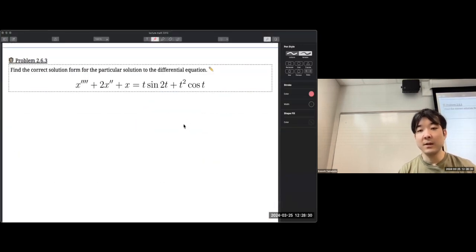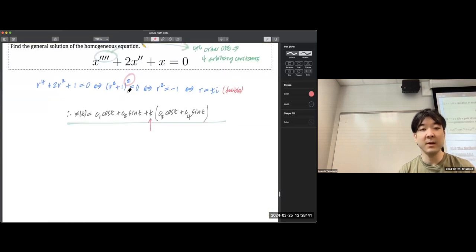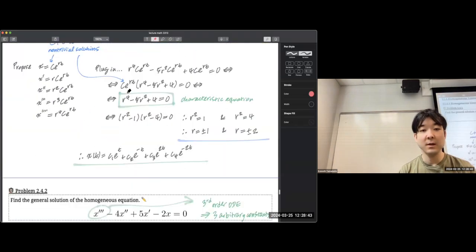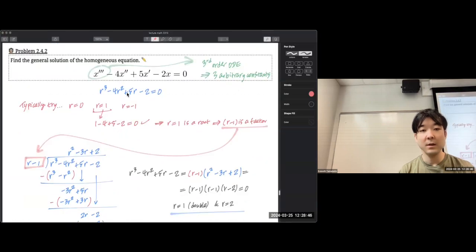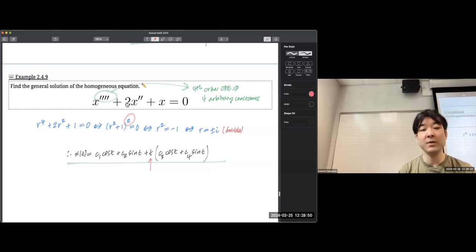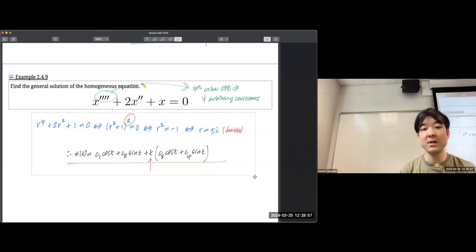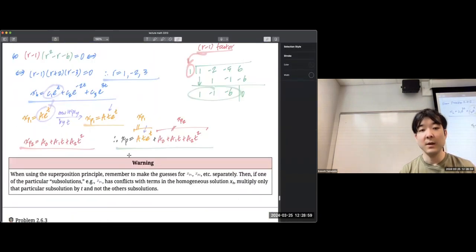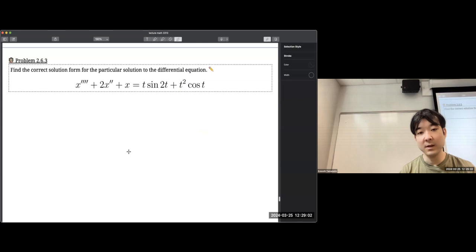So let's look at this one, which is going to be a fourth order. This is x quadruple prime plus 2x double prime plus x. That actually might be one that we already did. It's this one right here: x quadruple prime, 2x double prime. So I'll just copy and paste this one. The homogeneous problem is going to be the same as this, so I'll just paste it down here.